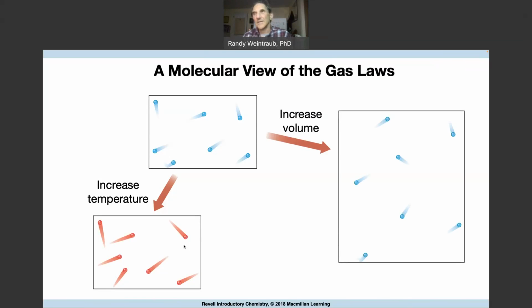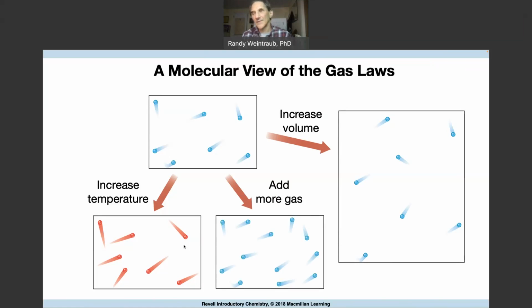On the other hand, if we slow down these molecules of gas by lowering temperature, there are fewer collisions with the surfaces of the container, and a lower pressure. If we add more gas, there are going to be more collisions and higher pressure.